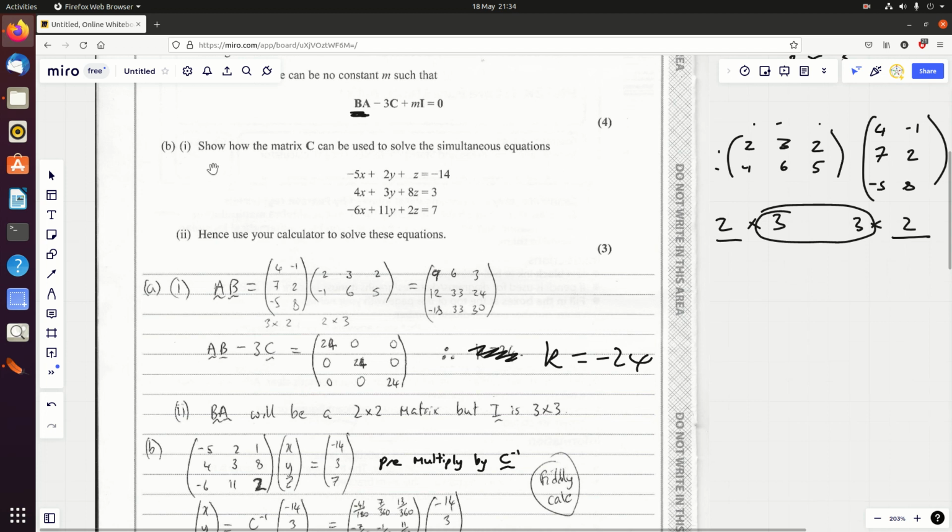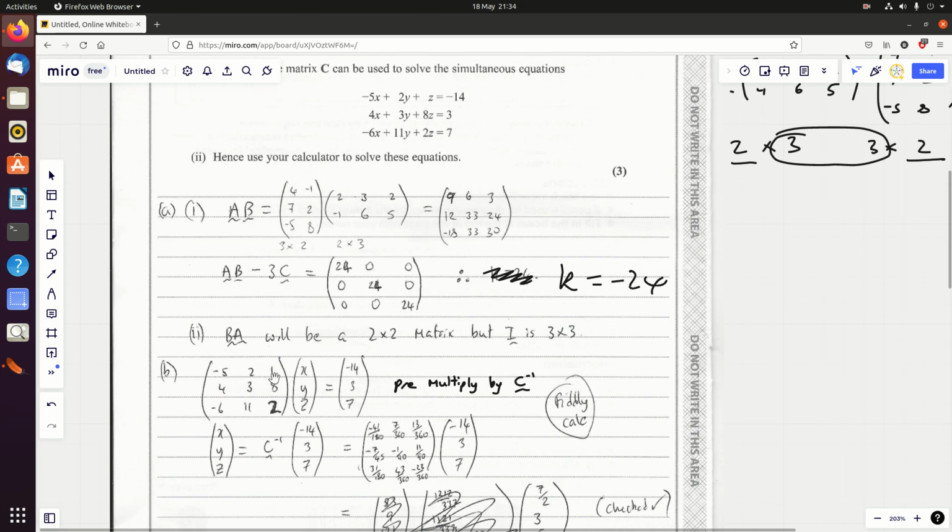Okay, for part b, part 1, I'll show how matrix C can be used to solve the simultaneous equations like this. Well, I'm sure you've seen this set up before. You just need to have the coefficients set up as a matrix, times it by x, y, z. You're going to get that first equation because minus 5 times x plus 2 times y plus z is minus 14. There we go. And so this encapsulates the information.